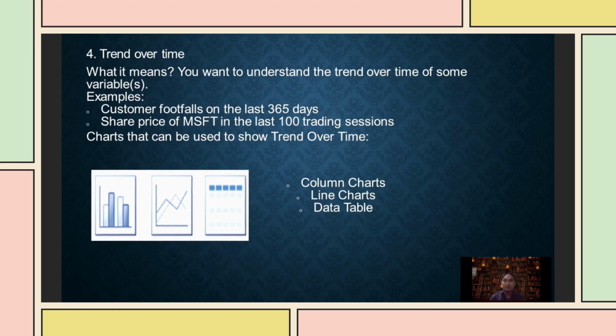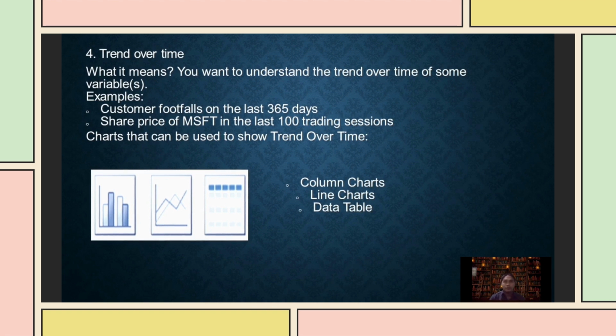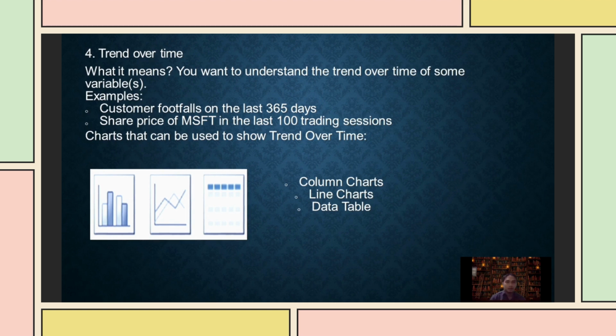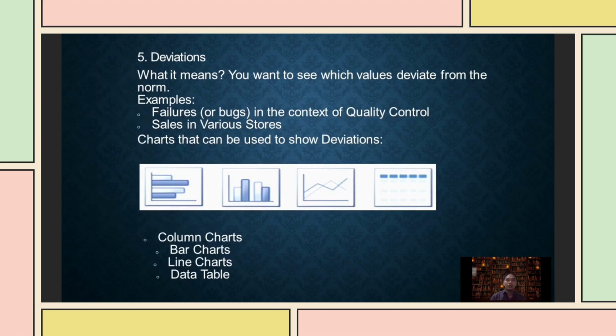So the fourth is the trend over time. So if you want to understand the trend over time of some variables in your data, for example, the customer footfalls in the last 365 days. The type of chart that you're gonna use is the column chart, the line charts, and data table. This kind of chart talks about the days, month, or year.